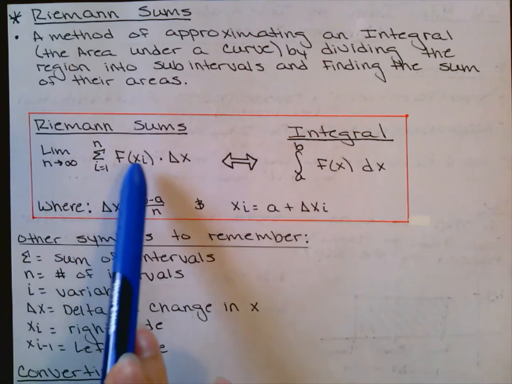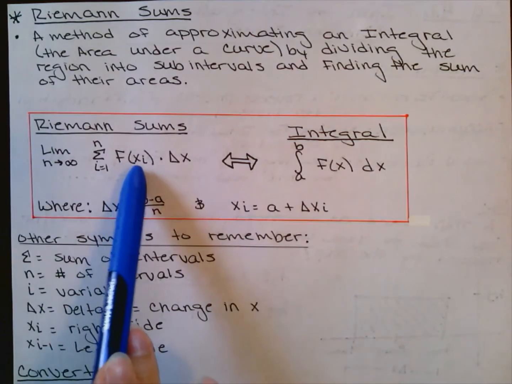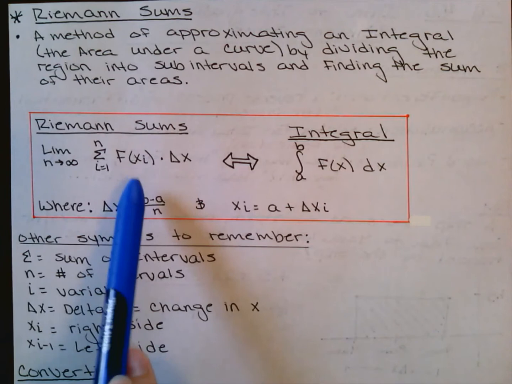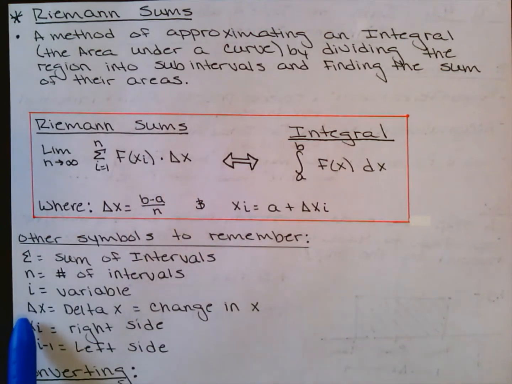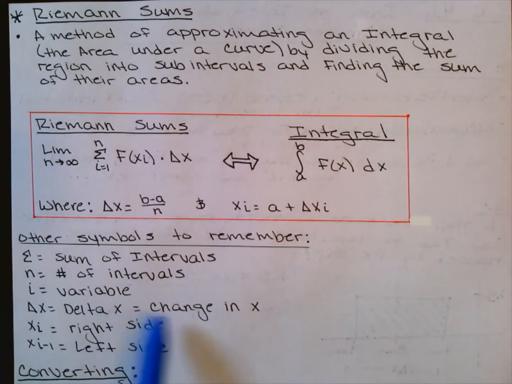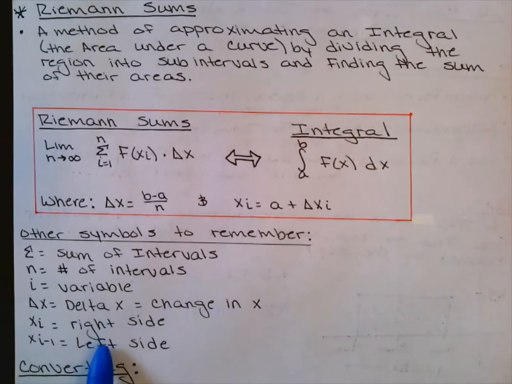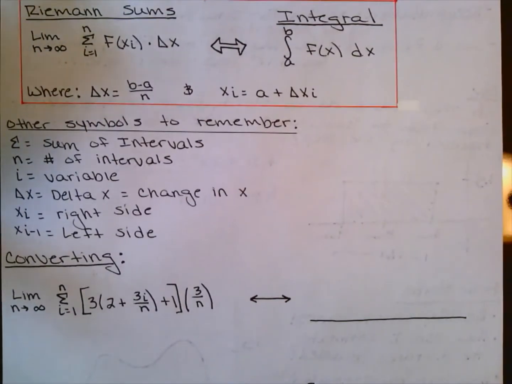That little i is a variable to determine not all x's in the graph, but a specific x. That triangle with the x is delta x, my change in x. The x sub i is the right x value of a rectangle. And then the x sub i minus 1 is the left side. And that's going to come in handy more when I start showing you the different types of estimations that Riemann solved for. Okay? So let's check this out and let's start converting.